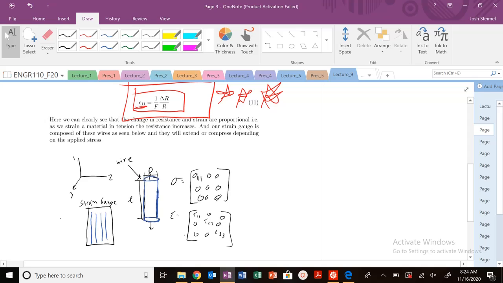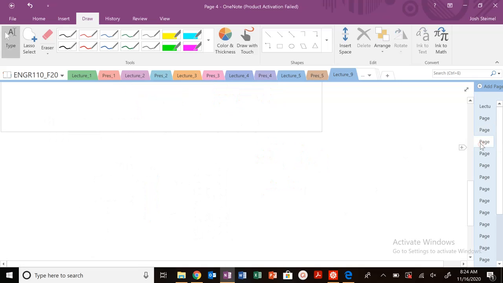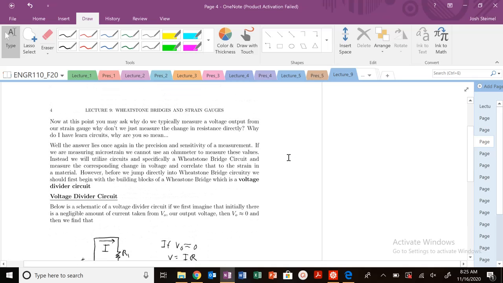Now you might be asking, well, why do we have to study and utilize this Wheatstone bridge configuration or utilize these circuits? I said at the beginning that we're going to correlate the change in the voltage to strain. Why can't we just directly measure delta R? Well, the reason is if you plug in some of these values, we're going to be measuring strain on the order of 10 to the minus 6, 10 to the minus 9. You're going to have to find an ohmmeter, or a resistor, to measure resistance.